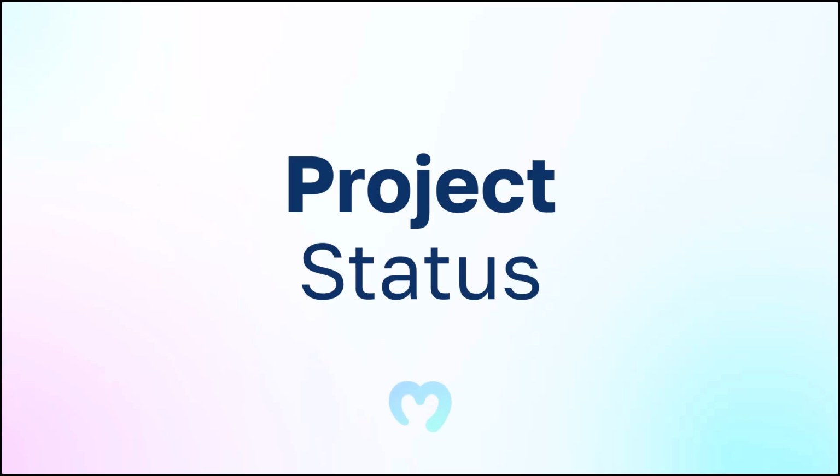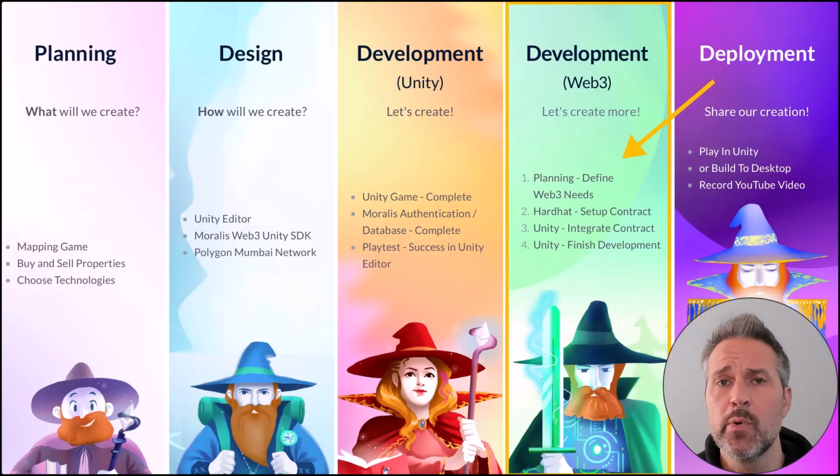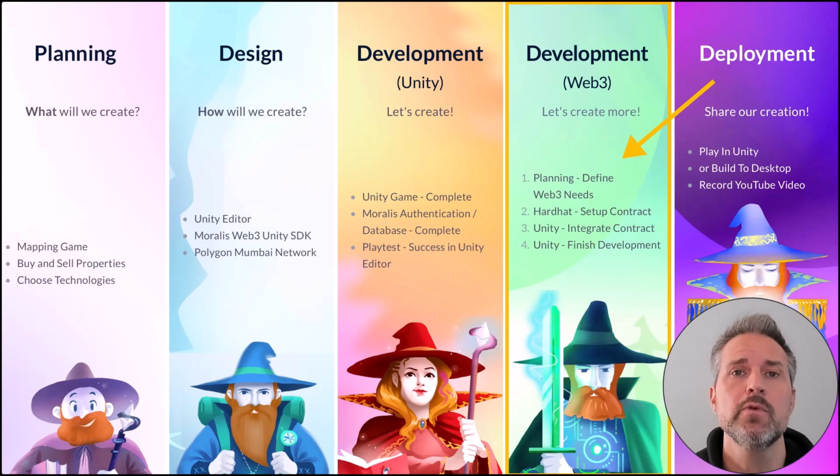Project status. At the starting point of this video here, much of the work is already done. Let's review where we're at. In project planning, we decide what we will create. Now here we know it's going to be a mapping game about buying and selling properties, and we're going to choose the technology involved. In the design phase, we decide how we're going to create it and what it's going to look like. So we know we're using Unity, Moralis, and the Polygon network.